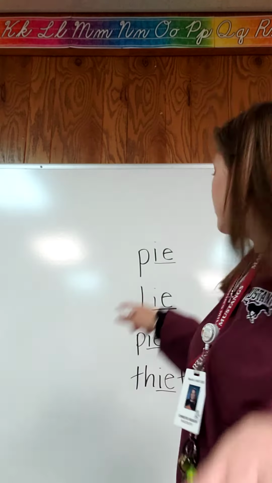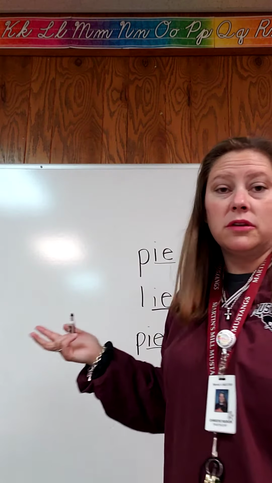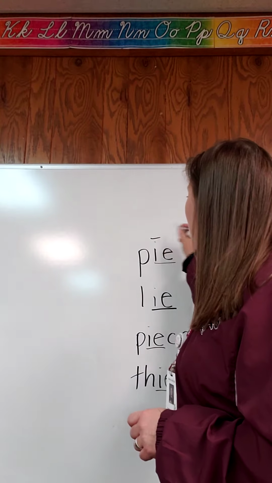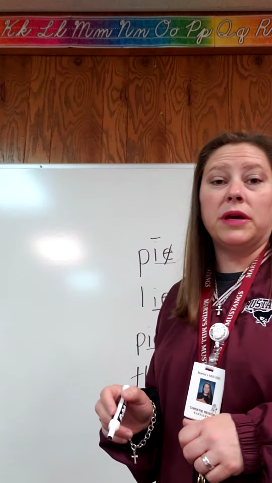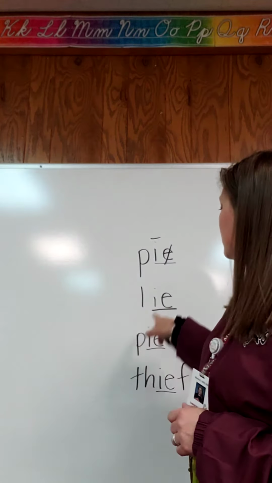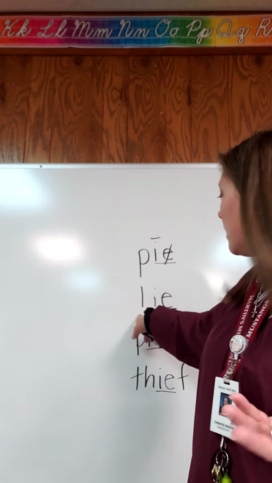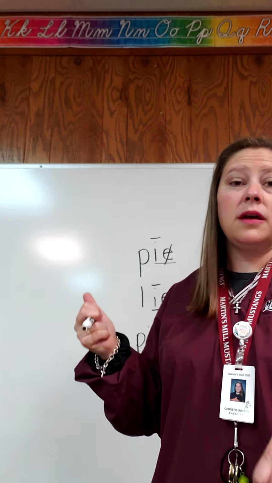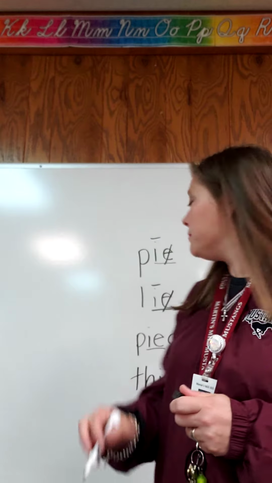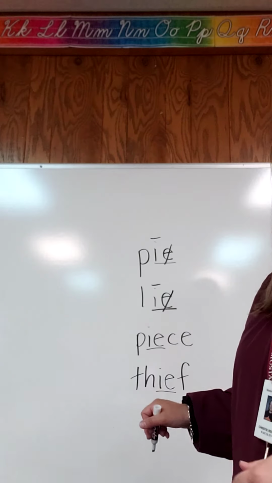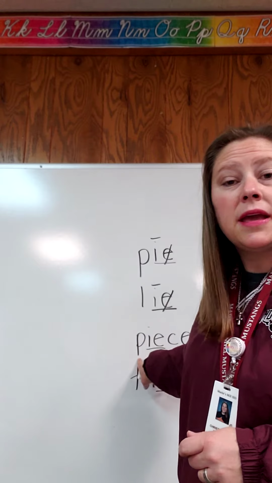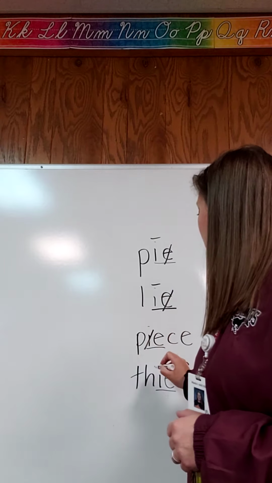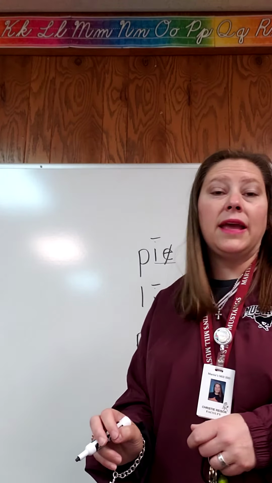Okay, so for pie, obviously we don't do anything with P. P says P, but we know in this one it's going to be long I, silent E, because in that one the IE digraph says I. Okay, on the next one, same thing, nothing with the L, but we know that it's long I, silent E, because in that one, again, the IE digraph says I. All right, taking a look down here at the next one. Nothing with the P. We know here the IE digraph says E, so this one's going to give us a silent I, a long E.